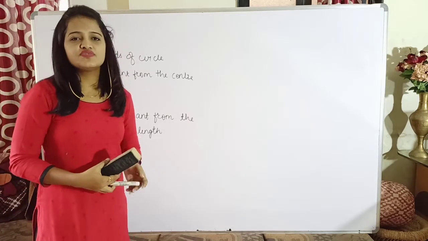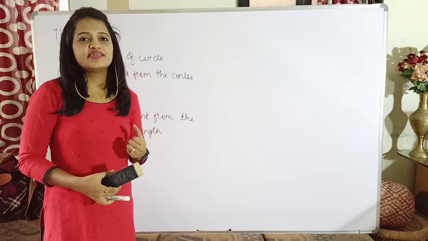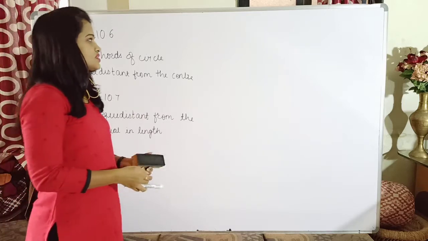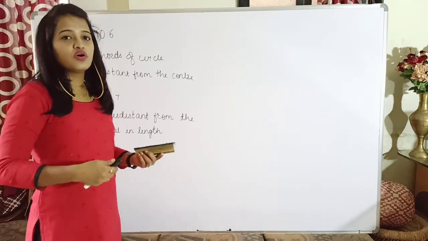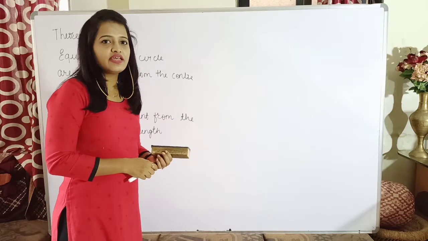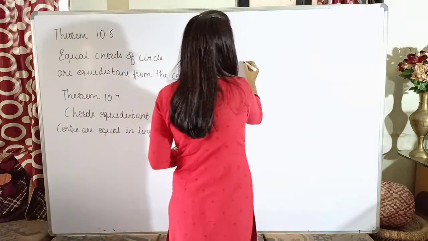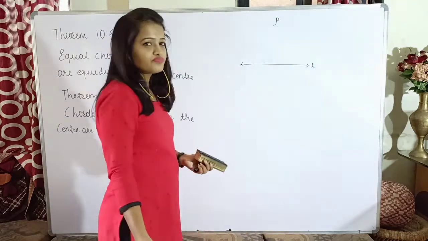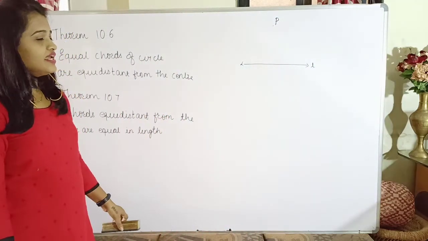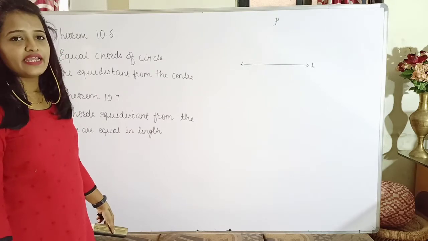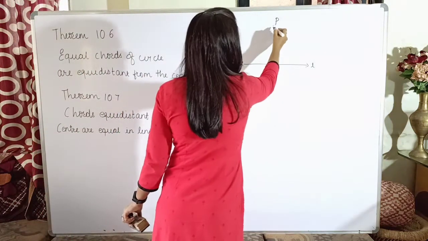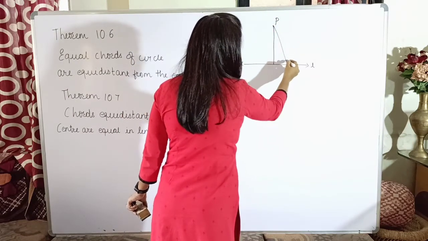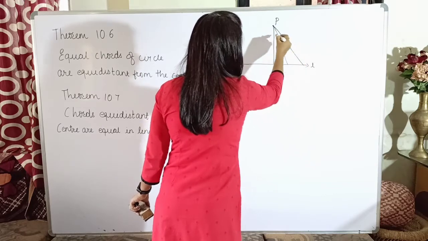The next theorem is with respect to the chords and their distances from the center. Before going to see what the theorem is, let us see how we find the distance of any line from a certain point. Suppose I am considering a line L and this is my point P, and I have to find how far line L is from point P. What I can do is draw lines from P on this line L.